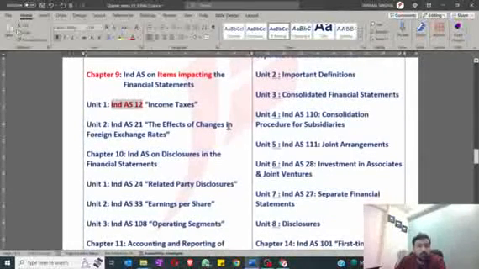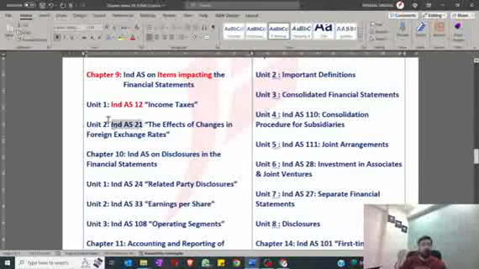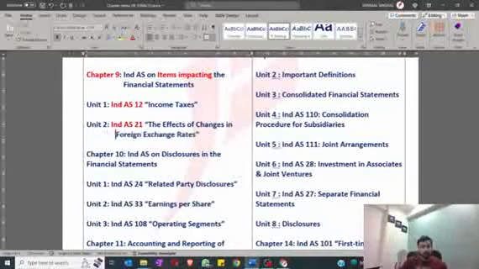Unit 2, Ind-AS 21, the effects of changes in foreign exchange rates. That is to say, forex changes, foreign currency changes.